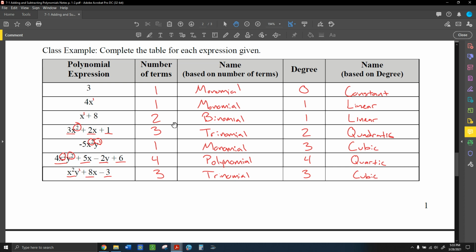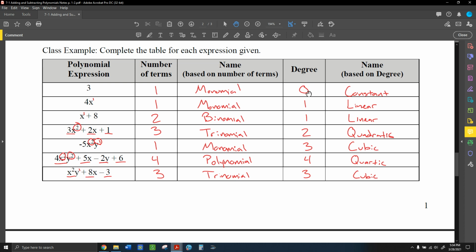We can classify polynomials by the number of terms and the degree. A one-term polynomial is a monomial. Then it goes 2 terms is binomial. 3 terms is trinomial. And 4 or more terms is just polynomial. So if it has 5, 6, 7 terms, just call it a polynomial, or many terms.